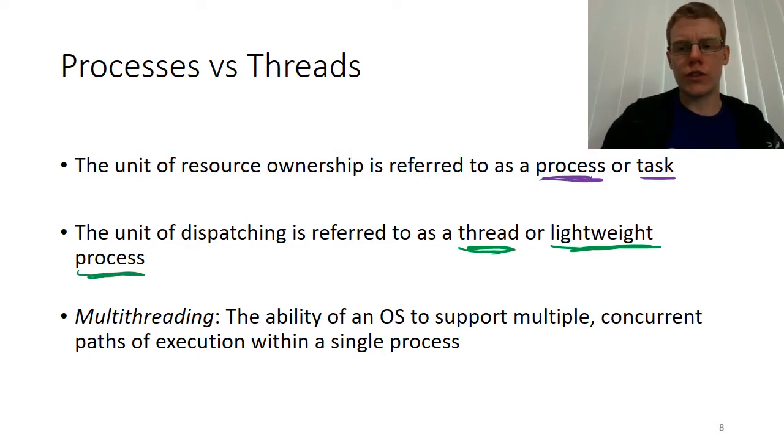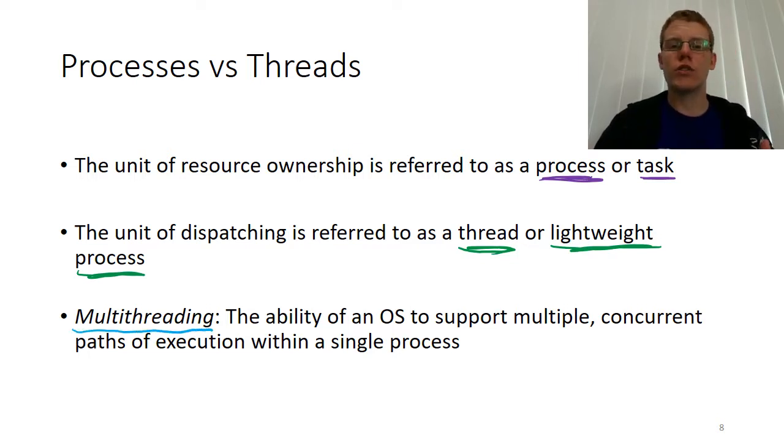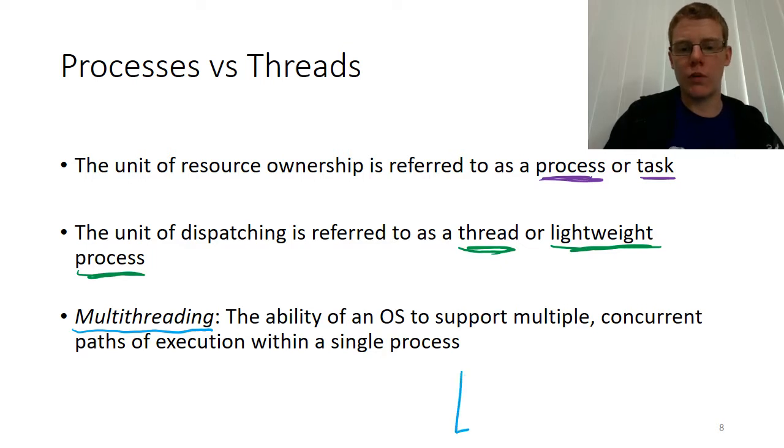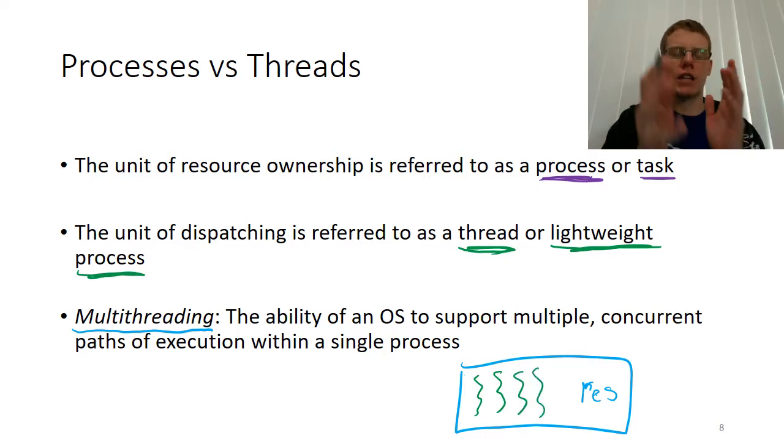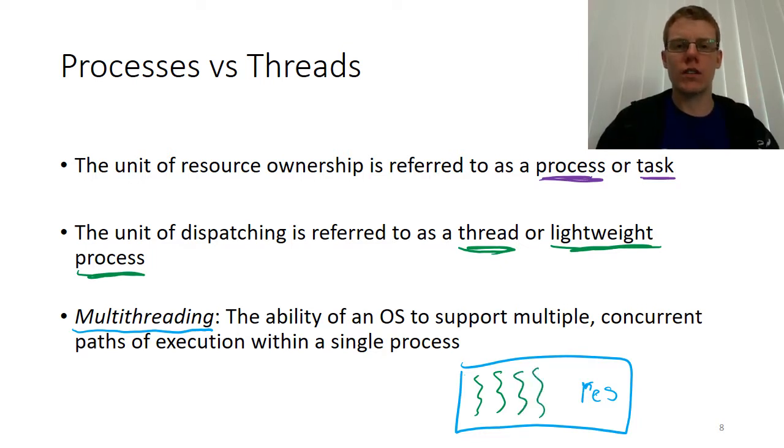Here we can also introduce the term multi-threading, which is the ability of an operating system to support a single process having multiple concurrent paths of execution. So we might have one process with all its resources having several threads running, not necessarily in parallel, but at the same time, whilst having access to that shared bundle of resources. So the ability of an operating system to do that is what we refer to as multi-threading.